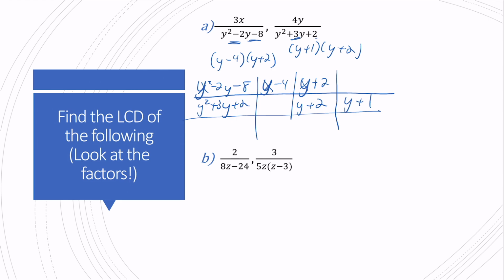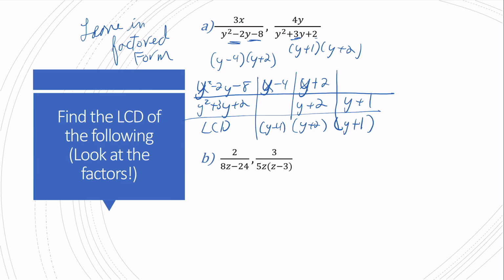So my LCD, which we want to leave in factored form so we can see if we can simplify when we're adding or subtracting these, is going to be y minus 4 times y plus 2 times y plus 1. We just need every single factor that we see represented.